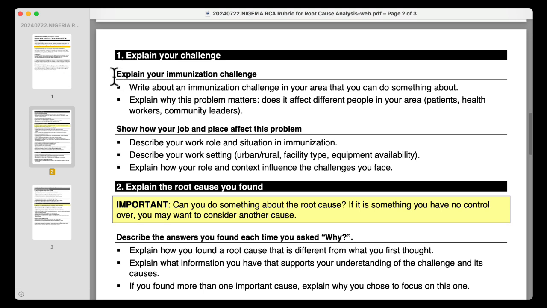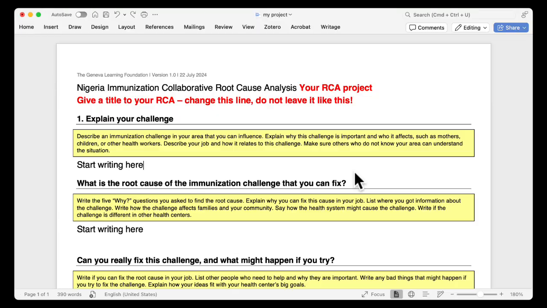So when it says explain your immunization challenge, well, write about an immunization challenge in your area that you can do something about. So what that means is it's not just "my challenge is vaccine hesitancy"; you need to be specific about your situation. And the second half of this first section is to describe how your job and place affect this problem: describe your work setting, explain how your role and context influence the challenges you face.